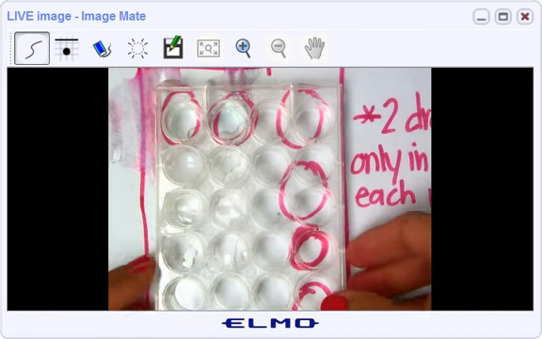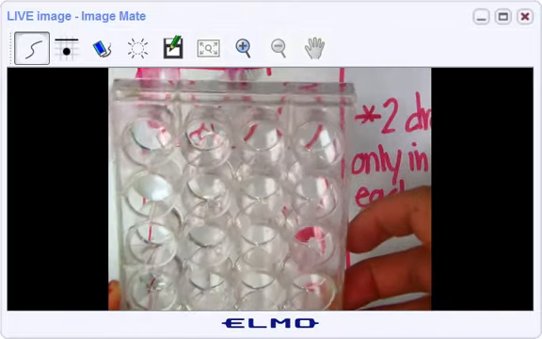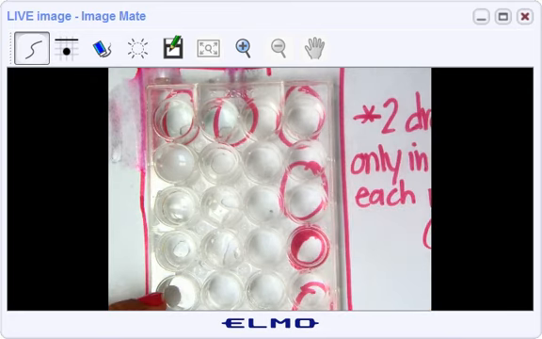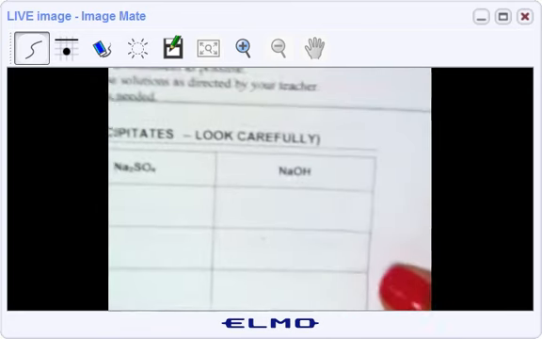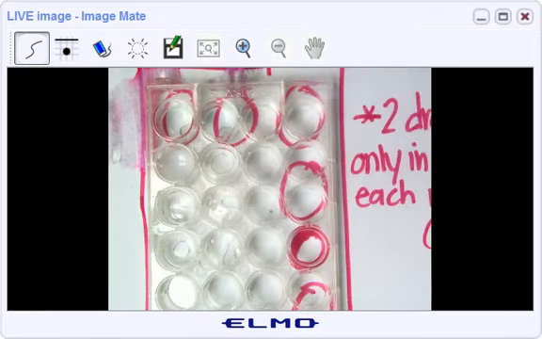See if there's a precipitate left in any of these? No, guys, there's not. Hey, I want to help y'all a little bit with the questions on the back. The very last row is NaOH. I'm going to put NaOH 4 down.